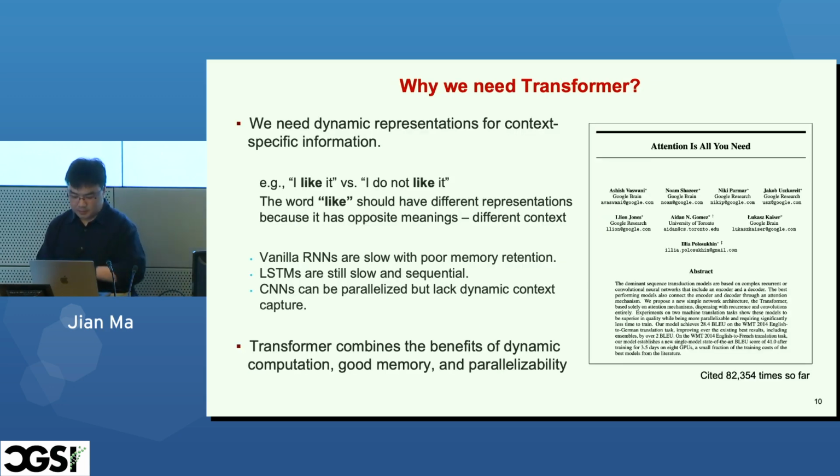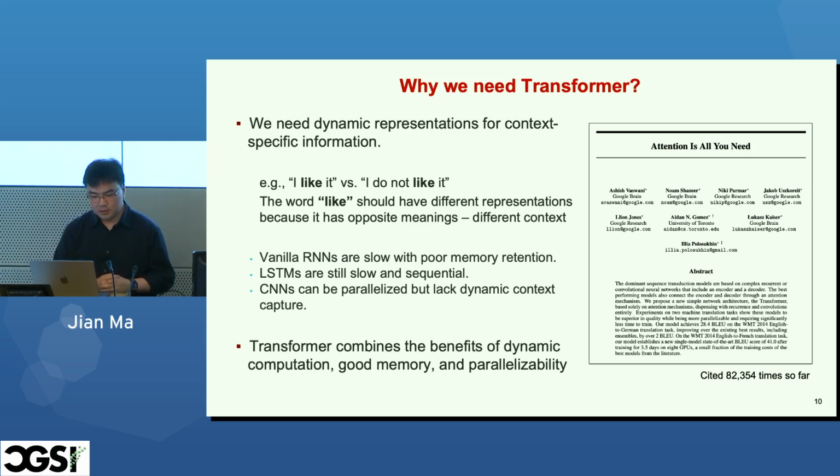So let's talk a little bit about this transformer, because this is really the basis for almost all these large language models we have seen so far. By the way, this is the paper that introduced the transformer architecture at NeurIPS in 2017, and in the past 5 years, it has been cited over 80,000 times.